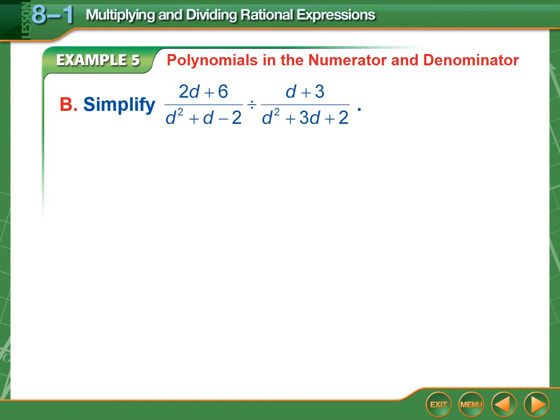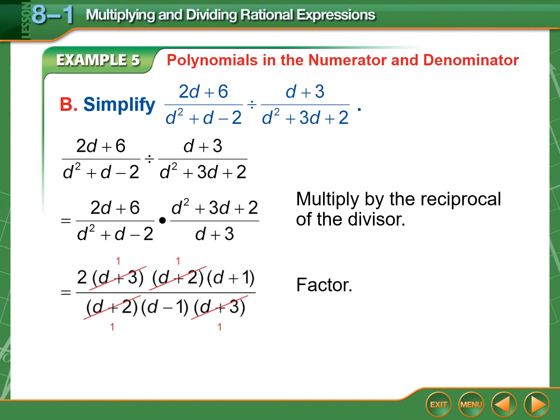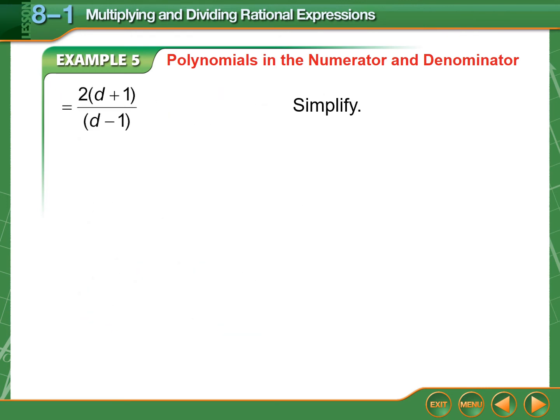Alright, here's our next example. I'm going to multiply by the reciprocal because I'm dividing the fraction. And then I factor completely and eliminate any common factors from the numerator and the denominator. My final answer is 2 times d plus 1 over d minus 1.